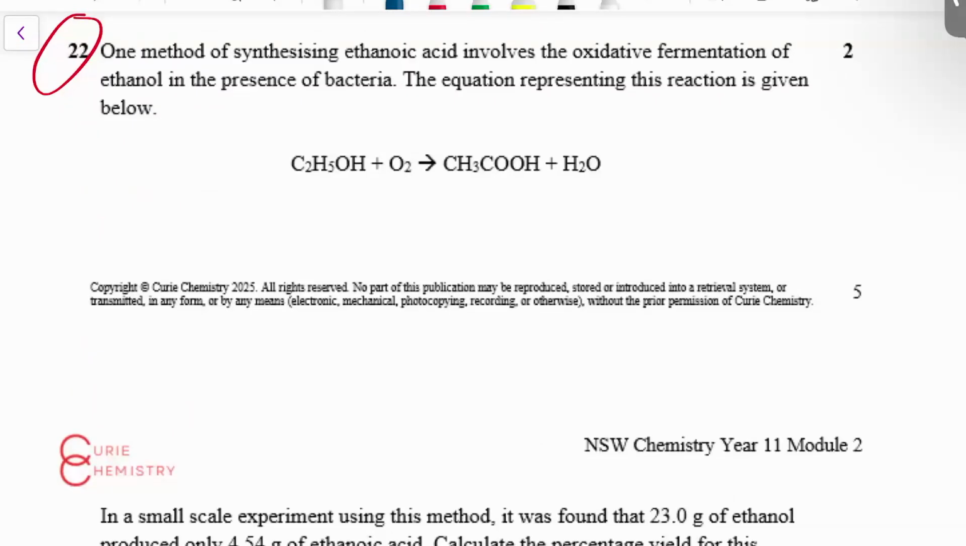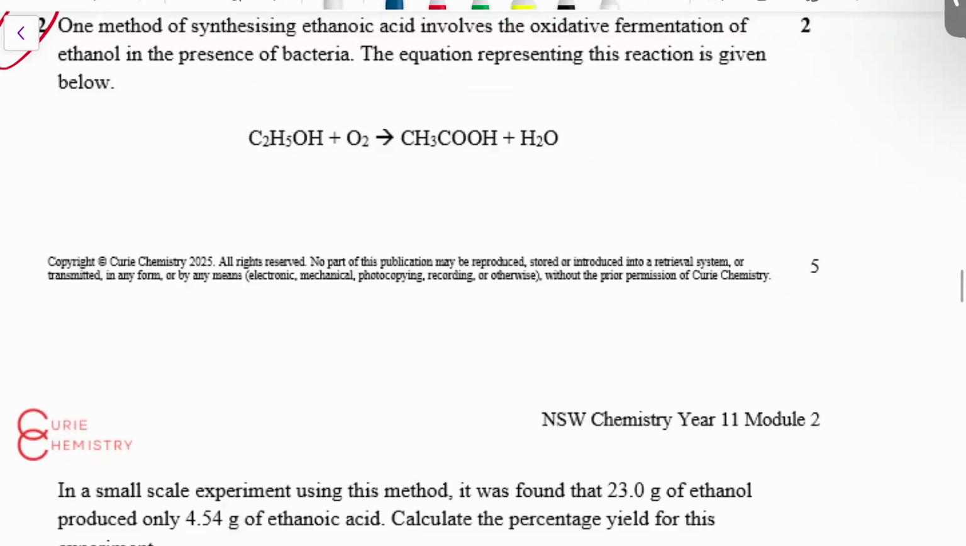22. One method of synthesizing ethanoic acid involves the oxidative fermentation of ethanol in the presence of bacteria. The equation, does this sound familiar to anyone? Biology? The equation representing this reaction is given below. In a small scale experiment using this method, it was found that 23 grams of ethanol produced only 4.54 grams of ethanoic acid. Calculate the percentage yield from this experiment.